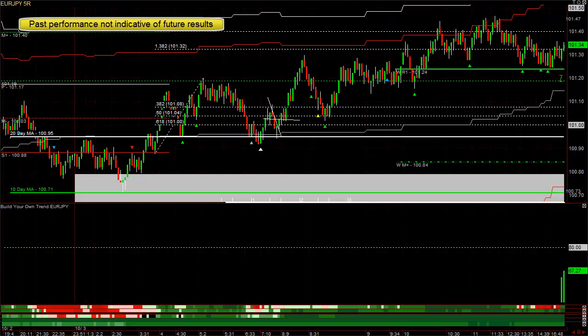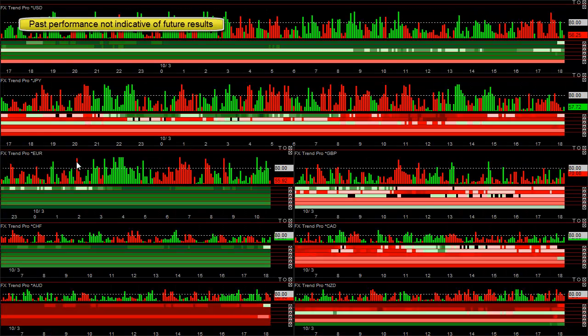If you had a lot of strength like the euro did, and then the weakness for half an hour to an hour and a half comes in, you're anticipating that previous strength to resume, especially when it's in the direction of the daily, weekly, monthly trend. Let's look at an example on the weak side.